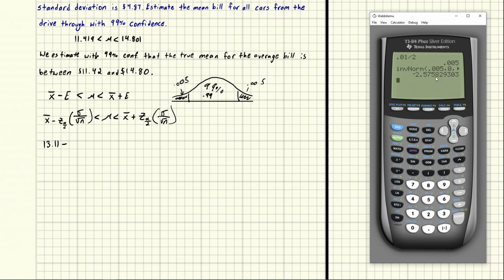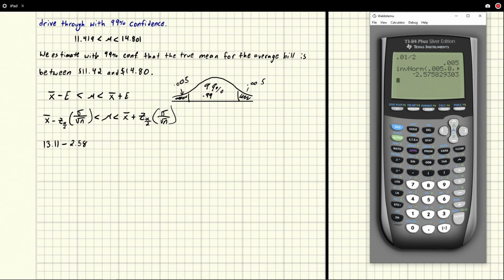And we get this. So we get minus 2.5. We're going to round up, so 2.58. And the reason we only need one of these, so we have to look it up again over here.